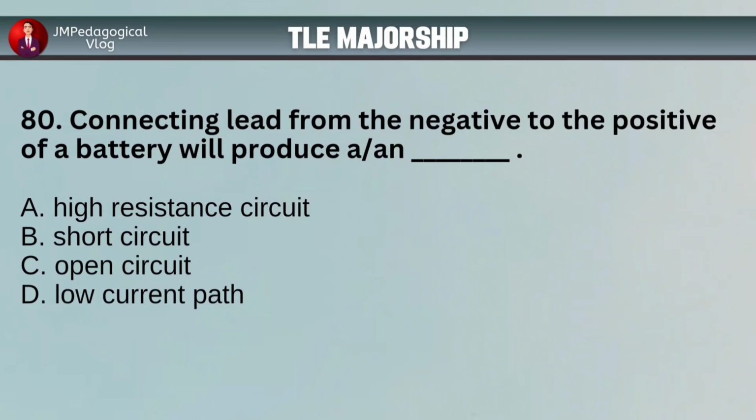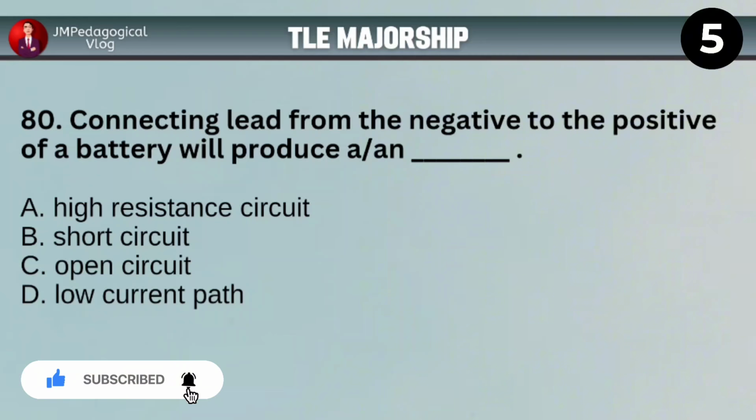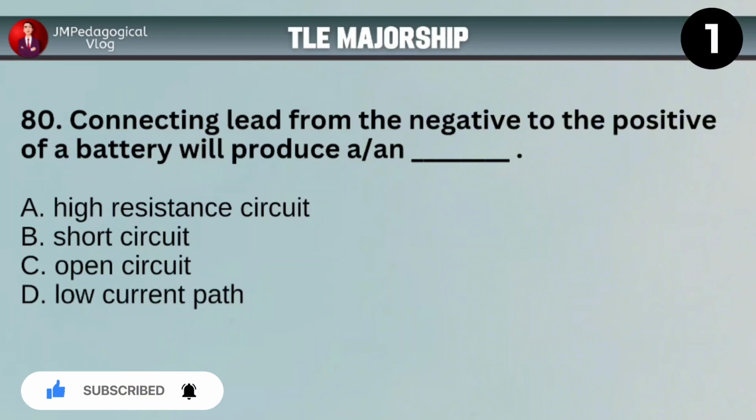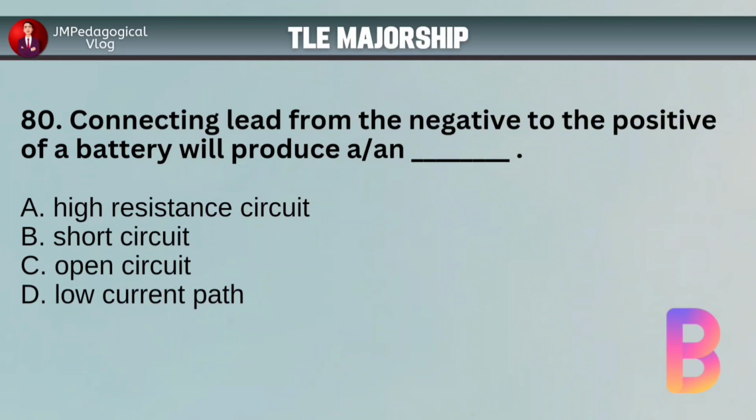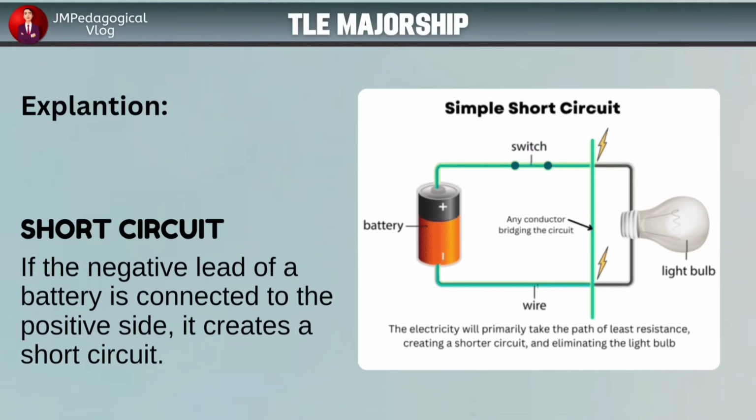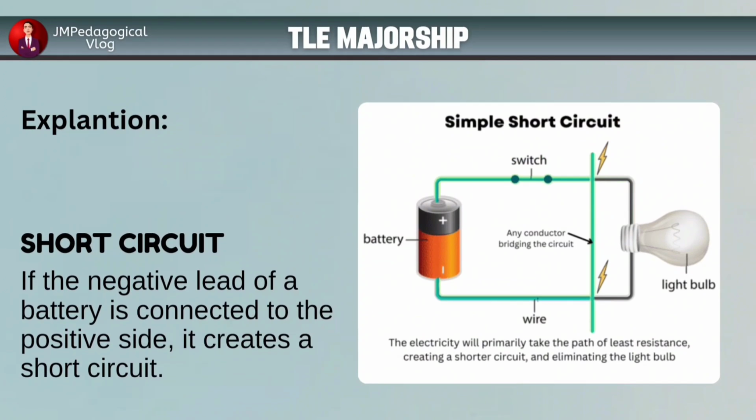80. Connecting lead from the negative to the positive of a battery will produce A. High resistance circuit. B. Short circuit. C. Open circuit. D. Low current path. B. Short circuit. Explanation. If the negative lead of a battery is connected to the positive side, it creates a short circuit.